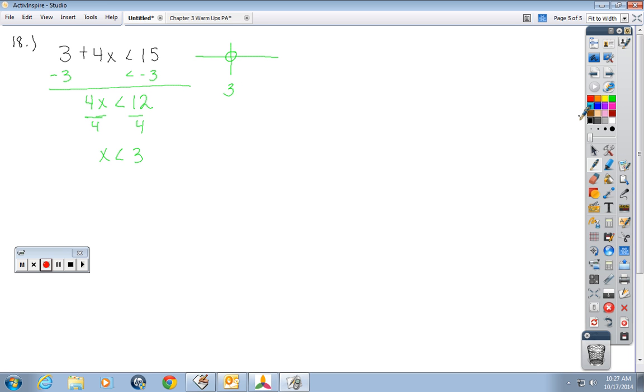Yes. Number 19. What would I do for number 19? Subtract one from both sides. Yep. Then we divide x by 5. X is greater than 2. To graph that, here, any number that's greater than 2 will make the original statement true.